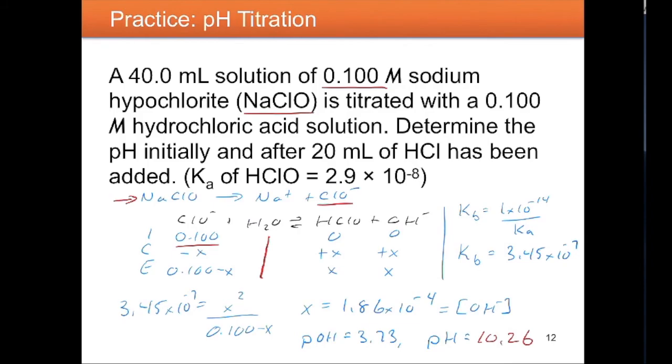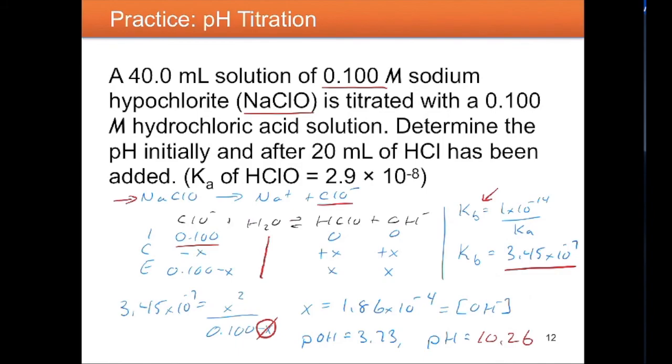Now, since we have a base, we're going to have to figure out what Kb is. So now we're over here. Okay, we're given Ka. We know Kw equals 1 times 10 to the minus 14, and Kw equals Ka times Kb. So if we rearrange the equation, we can solve for Kb, and we end up getting 3.45 times 10 to the minus 7. So we can use that in our equilibrium expression. So Kb is going to equal the concentration of products over reactants. So it's going to be x squared over 0.1 minus x.